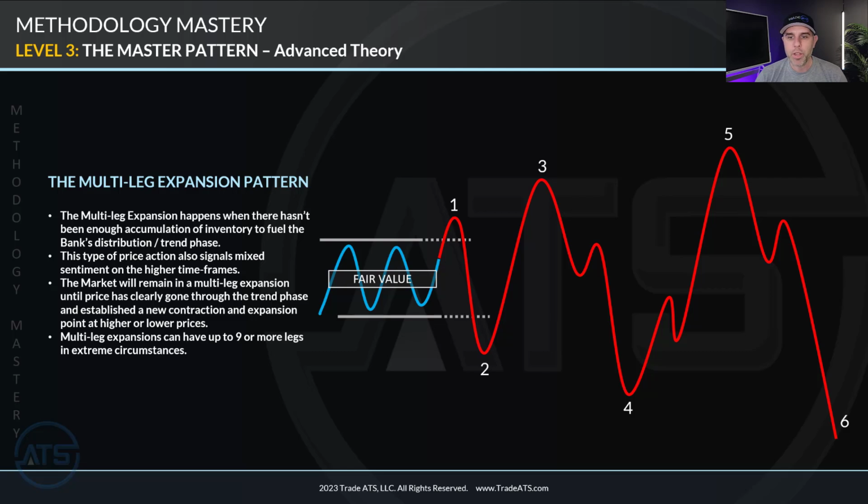Bullet point number 3, the market will remain in a multi-leg expansion until price has clearly gone through the trend phase and established a new contraction and expansion point at higher or lower prices. This is where we get into the strategy part of this pattern. And it's really an if-then statement. If the higher time frames are not interested in actually making the market break out, if the banks have not completed their accumulation process, then the market must still be in a multi-leg expansion.